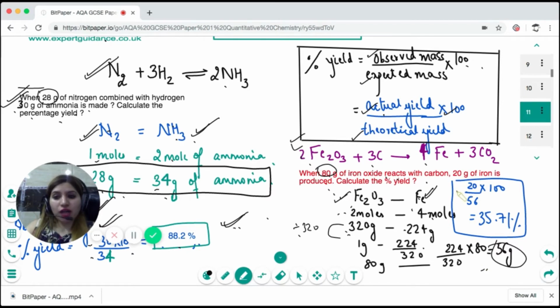But what we actually got was 20 grams. So we'll divide the two. 20 divided by 56 times 100 means the yield is just 35.71%. Remember, you need to do the theoretical calculation, find out what you should get as per the calculation. Then divide what you observed by the theoretical value and multiply by 100, and that gives you the percentage yield.